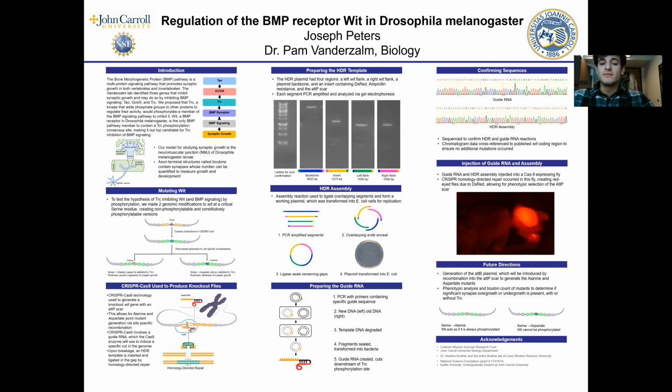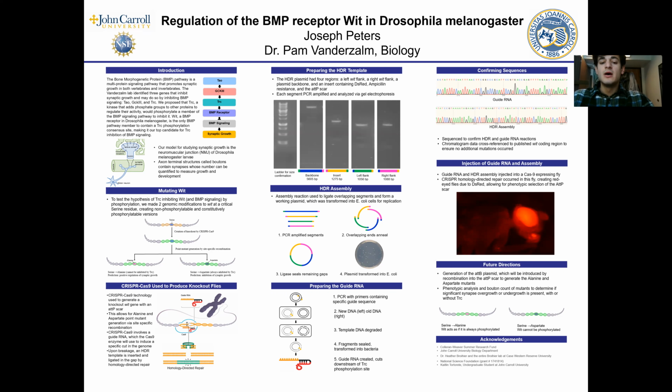The guide RNA and homology-directed repair template were then analyzed by sequencing. A chromatogram is pictured on the top right that visually represents confirmed base pairs of each construct. By cross-referencing these to the published Drosophila genome, we ensured that no spontaneous mutations occurred in these plasmids.